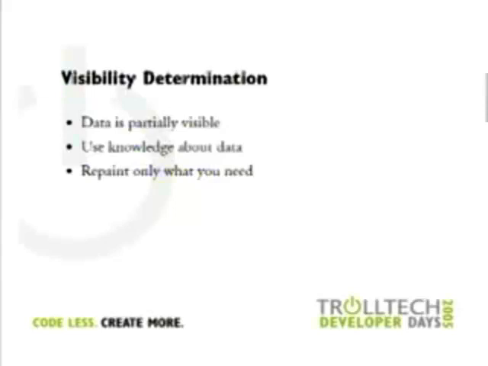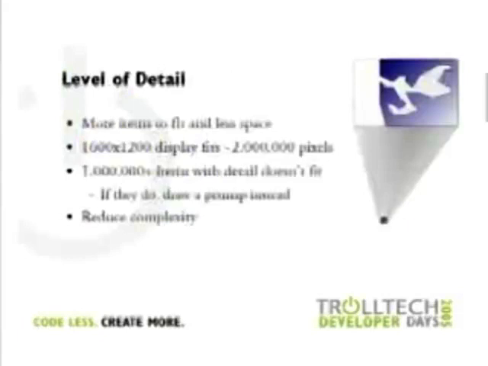That brings us to visibility determination, or at the end of that. Visibility determination, as we see now, is useful when data is partially visible. You only have repaints of a small chunk of it. You use the knowledge you have on the data, and you repaint only what you need. As we zoomed out, we saw that this does not give us everything, or it starts to get slower.